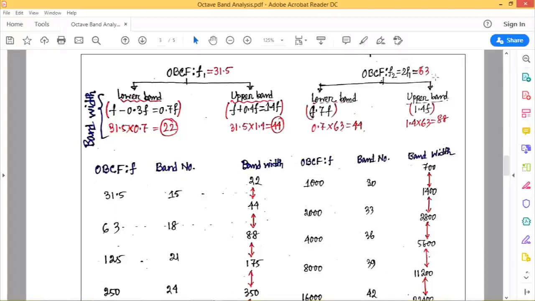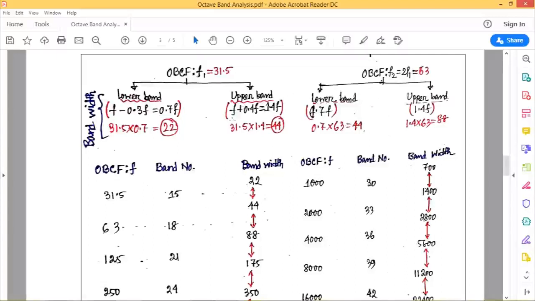First is 31.5. You can also just multiply 31.5 by 2. I have also written here that frequency 2 equals 2 into frequency 1, equal to 63. So for the second octave band central frequency, 63, we can also calculate the lower band and upper band. Similarly you will get the lower band as 44 and the upper band as 88.